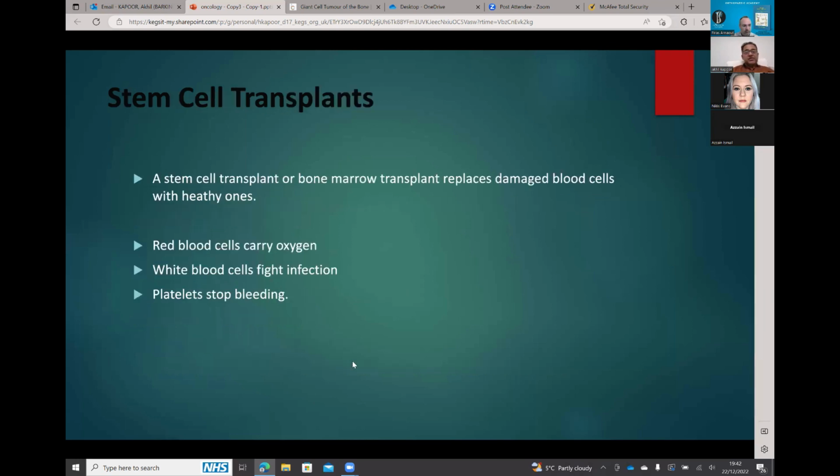Stem cell transplants or bone marrow transplants can replace some damaged blood cells, especially useful in hematopoietic malignancies, which we haven't discussed too much. Some things like lymphomas or myelomas. And again, we're not going to go too much into detail with that.